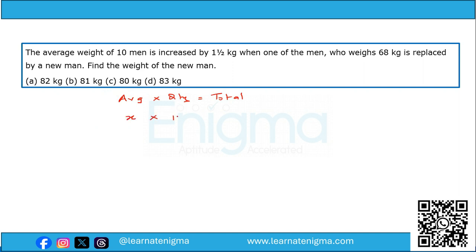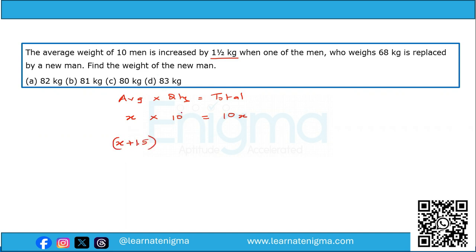Now, as I read 10 men, the quantity will be 10, and we can say that the total weight of these 10 men is 10x. Now, this average has increased by 1.5 kgs. So the new average will be x plus 1.5.